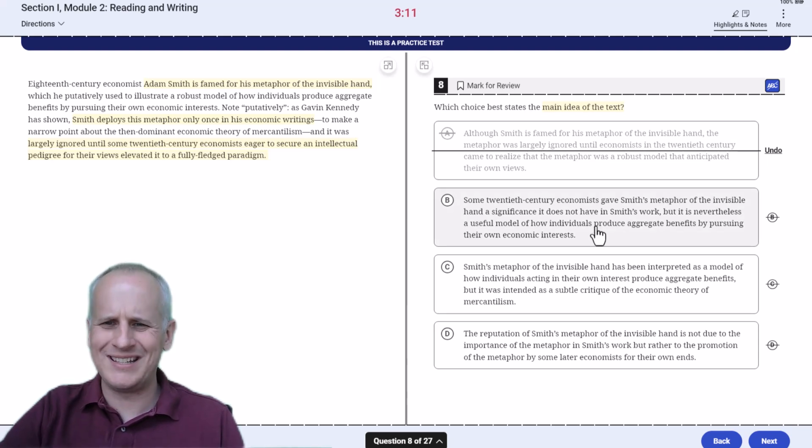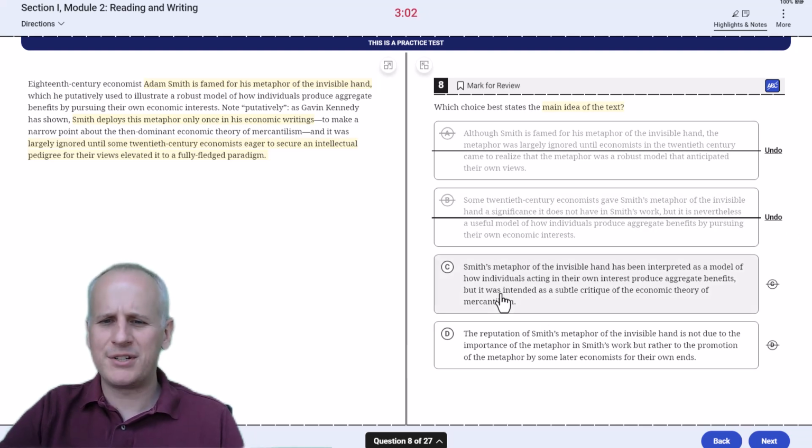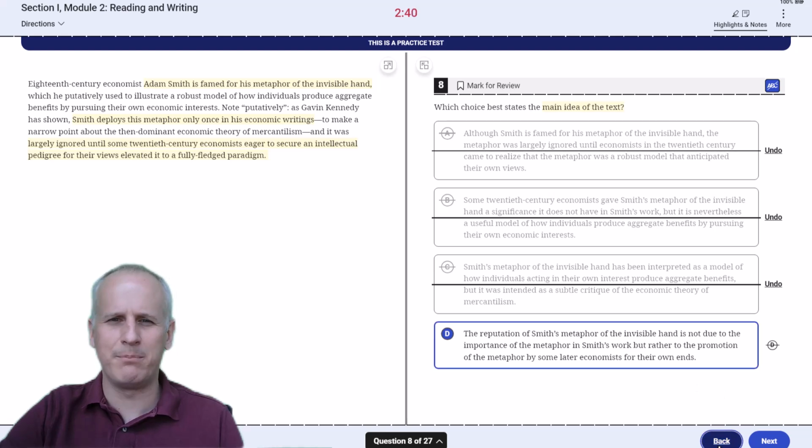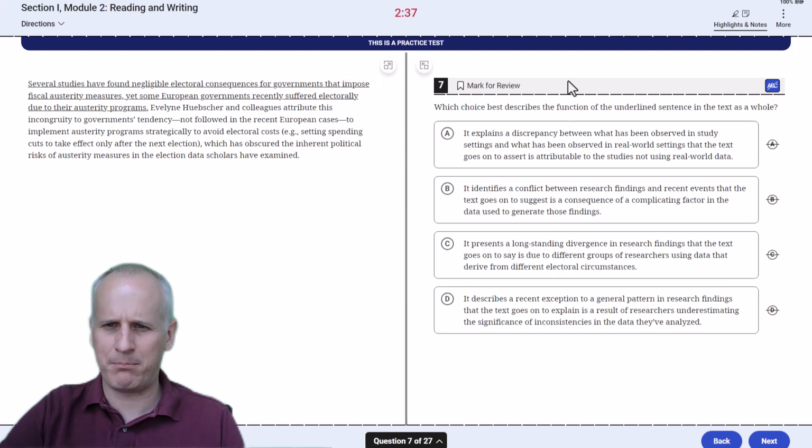Choice B, some 20th century economists gave Smith's metaphor of the invisible hand a significance it does not have in Smith's work, but it is nevertheless a useful model. No, we're not talking about how it's useful. Choice C, Smith's metaphor of the invisible hand has been interpreted as a model of how individuals acting in their own interest produce aggregate benefits, but there's nothing about the economists that we mentioned at the end from the 20th century, so choice C is out. And then choice D, the reputation of Smith's metaphor of the invisible hand is not due to the importance of the metaphor in Smith's work, true, but rather to the promotion of the metaphor by some later economists for their own ends. Absolutely, it's correct in both aspects, and we hit back.